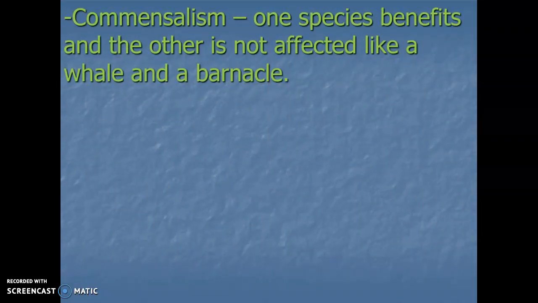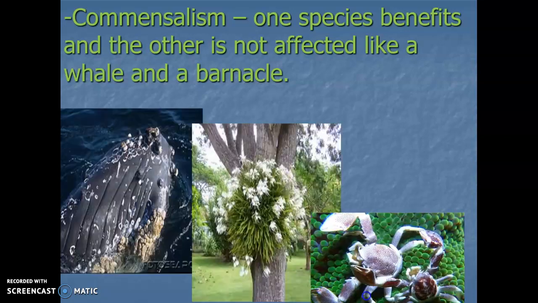Commensalism, one species benefits and the other is unharmed, like this whale and the barnacle. So the whale here doesn't do anything for the barnacle other than just provide a ride, but that ride is pretty important to the barnacle because it's going to be able to gather food as it moves along. The whale gets nothing, so the barnacle doesn't help it. The barnacle doesn't harm the whale in any way.